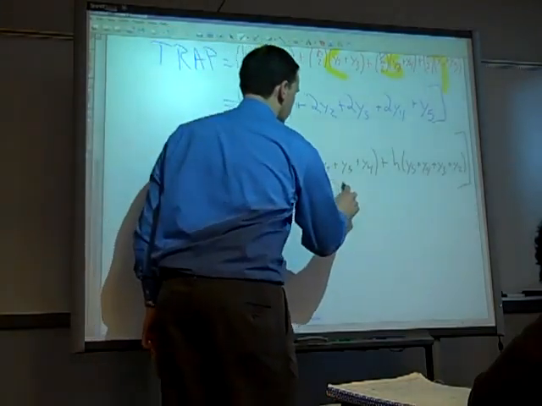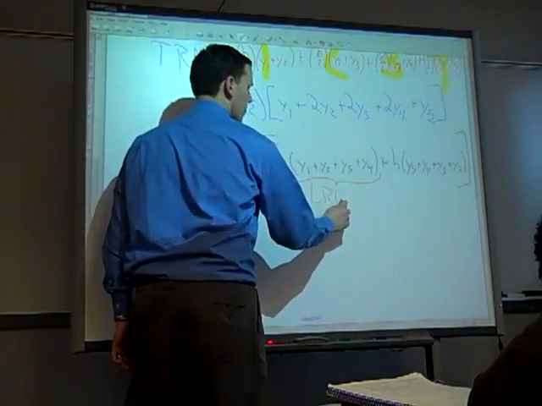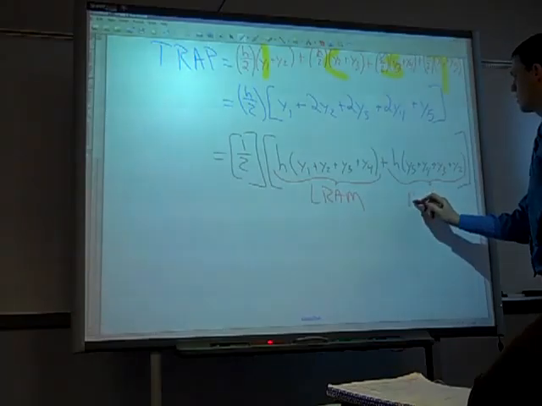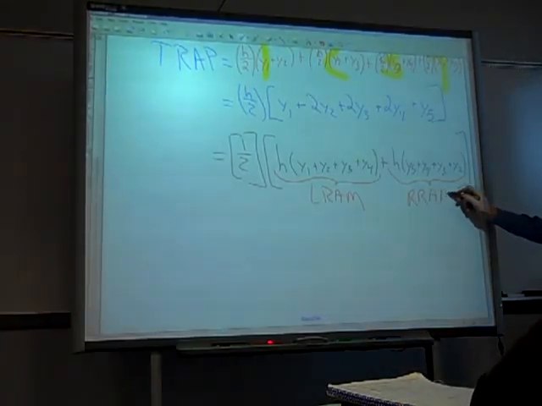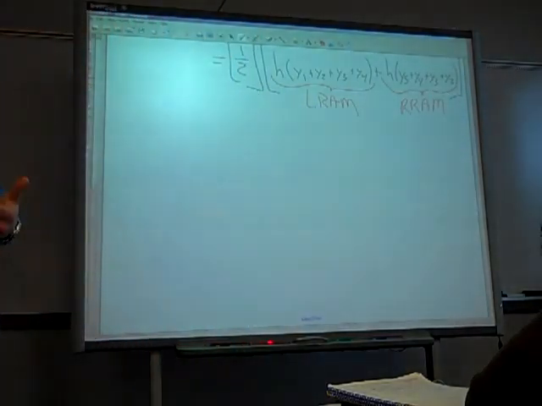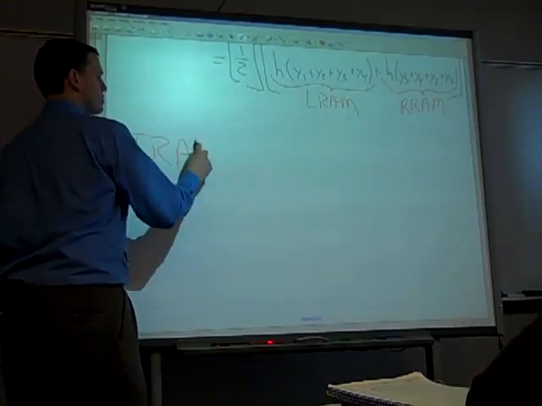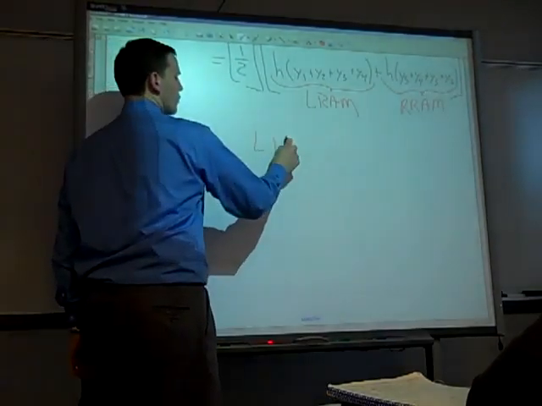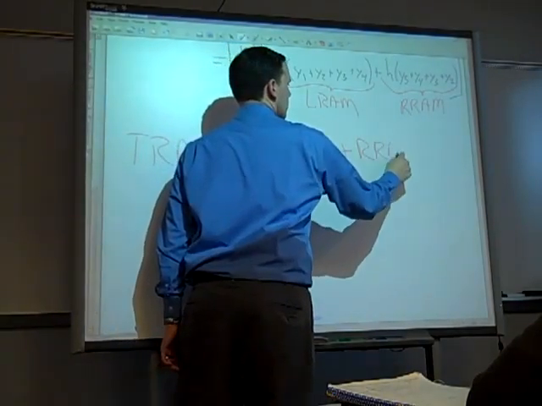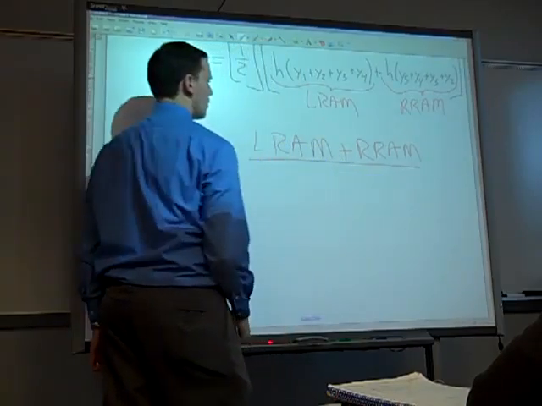So what is this, really? LRAM. That's LRAM. And this over here is RRAM. So what I did with some clever algebra manipulation was to demonstrate that the trapezoid method is the average of LRAM and RRAM.